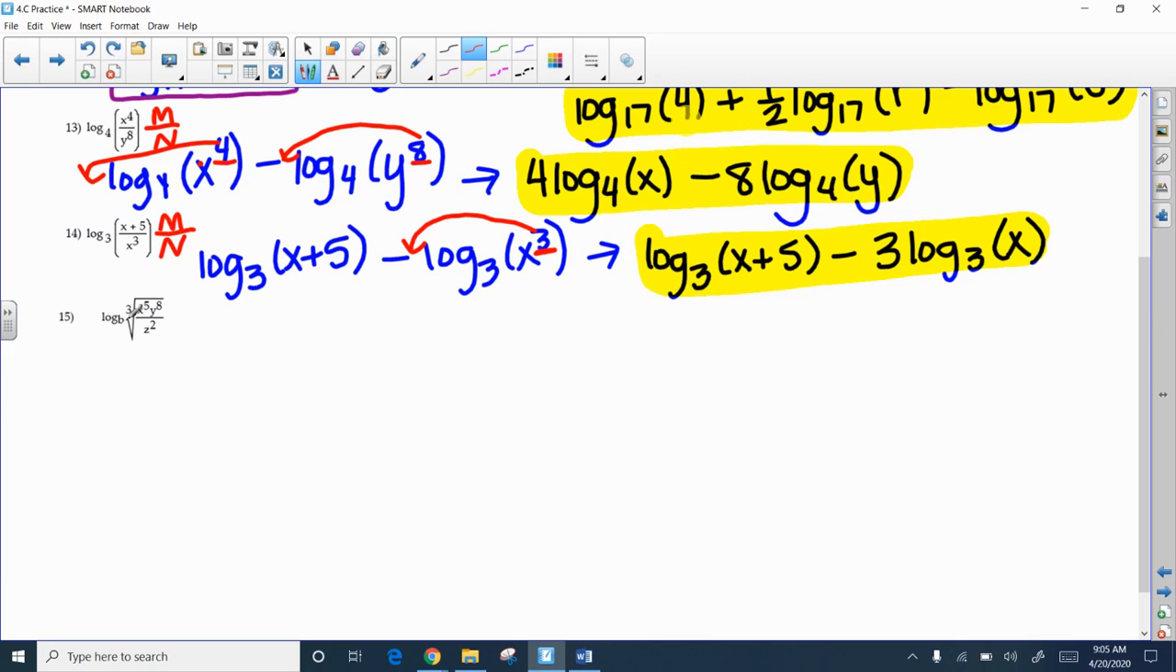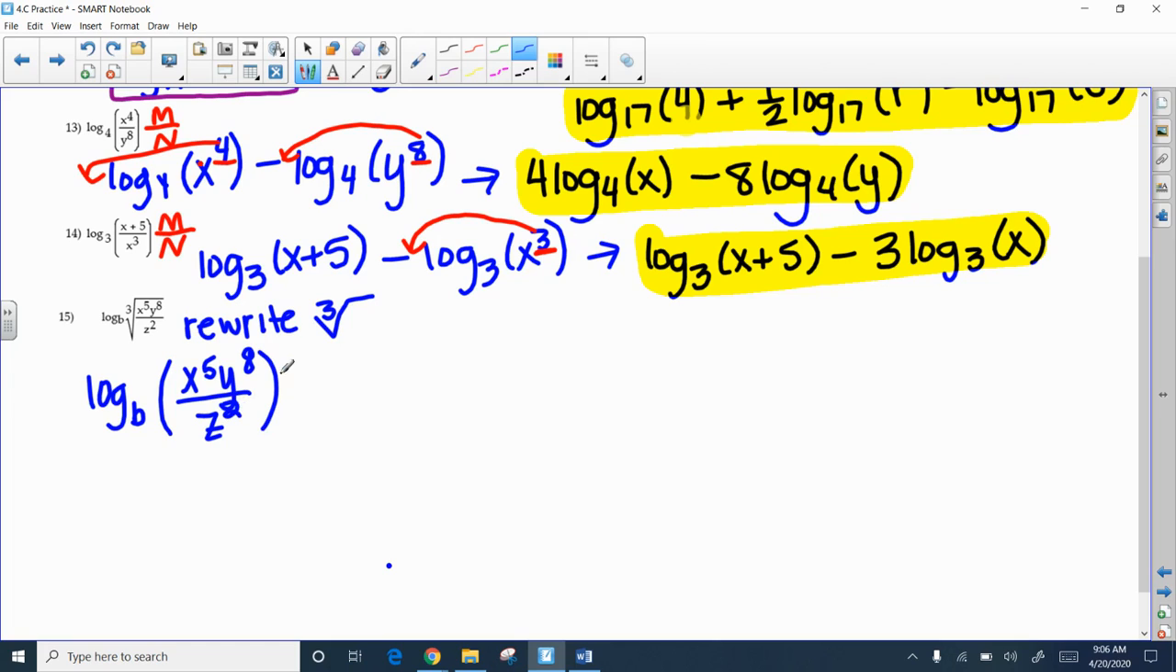First of all, we have to deal with the cube root. All of this is under the cube root. So first I would have to rewrite that before I even use any of the properties. So I'm not using any of the properties yet. I'm just rewriting the cube root. I'm going to rewrite that as a 1/3 power. So I'm going to have log base b of x to the 5th, y to the 8th over z squared. And that's all going to be to the 1/3 power.